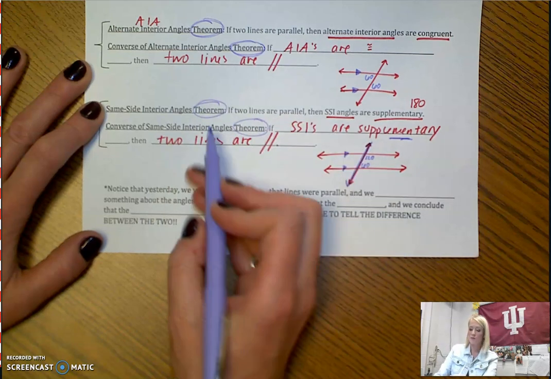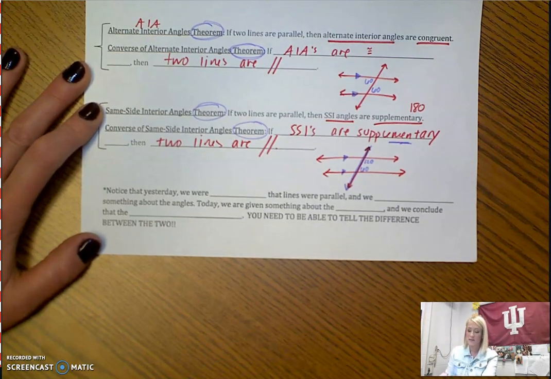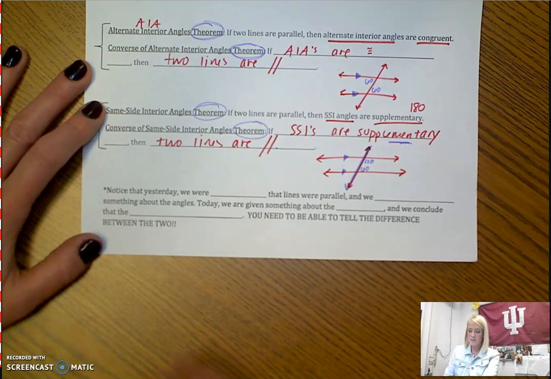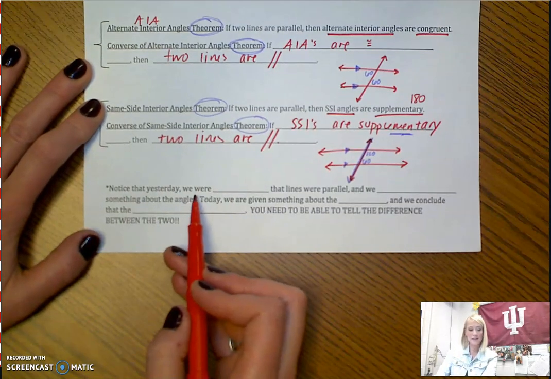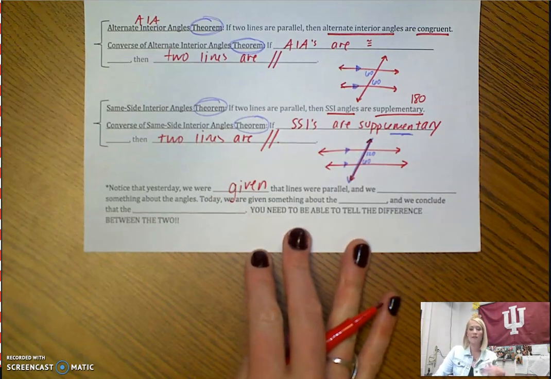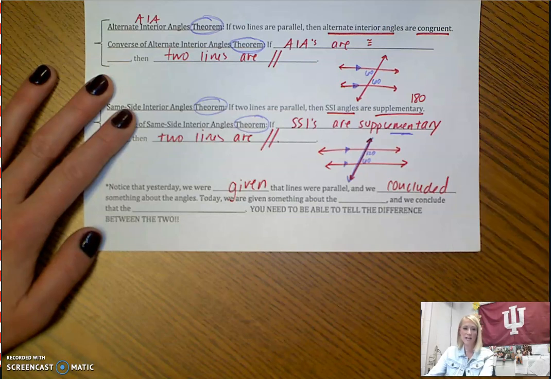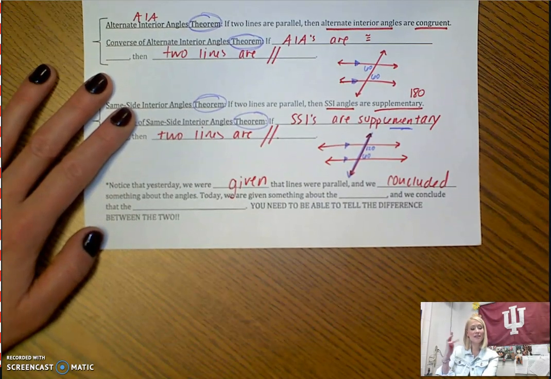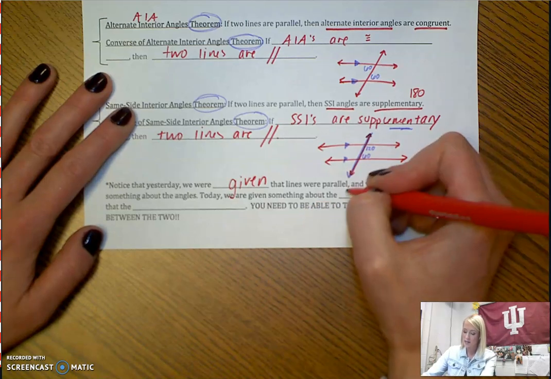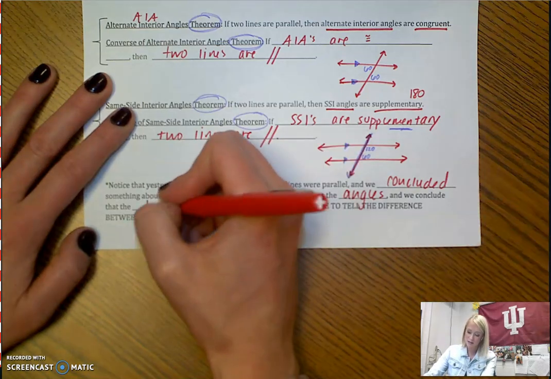These are theorems. We proved the first one yesterday. We could prove the converse now, but we're not going to. We just want to get the information down. Okay, it's kind of a lot of the same thing, but here's the difference. Notice that yesterday we were given that the lines were parallel. Like all the pictures that we saw, if we were asked to find a missing angle, the lines were marked parallel. Okay, and we concluded something about the angles. We found X, we found angle 1, whatever. Today is going to be the exact opposite. You're going to be given something about the angles, and then we conclude that the lines are parallel or not.